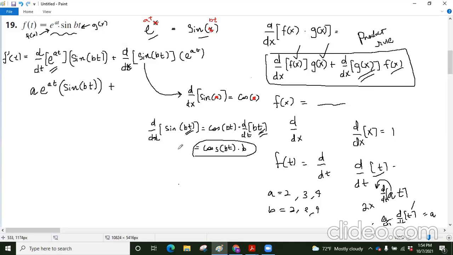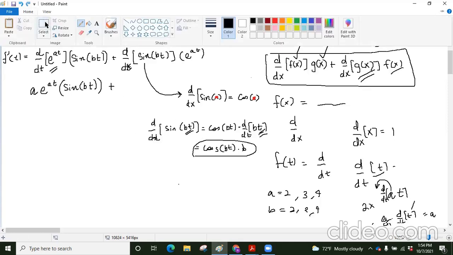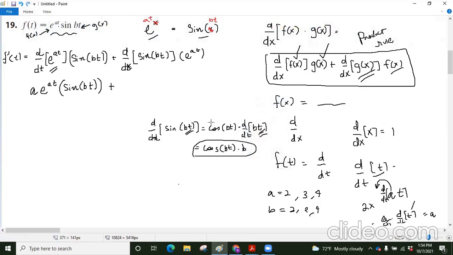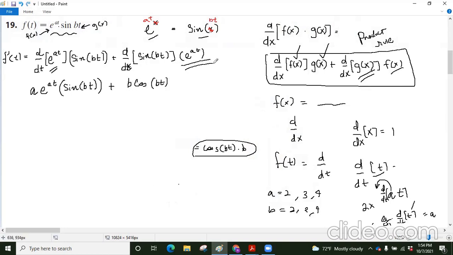That's our takeaway, and we're going to put that back before we began this slight digression, and say that the derivative of sine of bt is cosine of bt times b, or you could say b cosine of bt. And then of course we multiply by e to the at. So what this structure does for us is it tells us what to take the derivative of, what to keep the same, what to take the derivative of, and then what to keep the same.